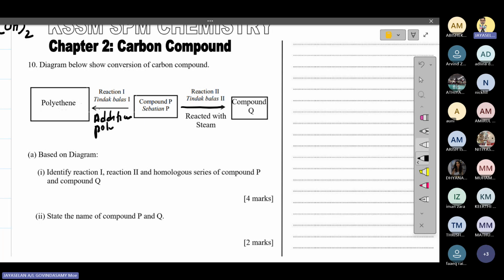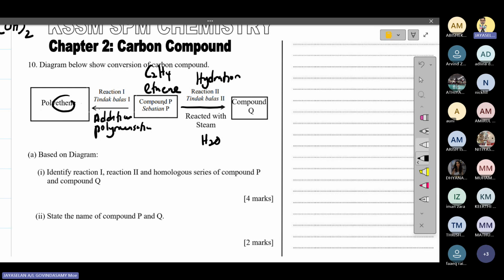Okay, addition polymerization. Addition polymerization. From here, I already know this compound is ethene. Ethene, what formula? C2H4. When reacted with steam, H2O, what is this reaction called? Hydration, preparation of alcohol. You add water.